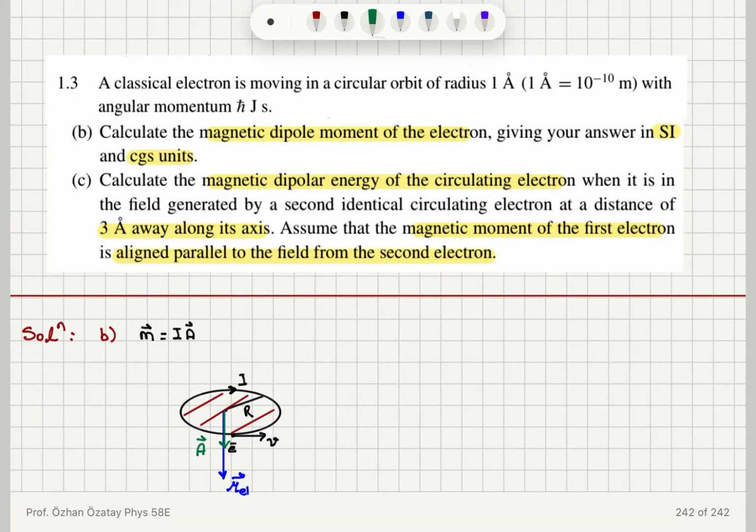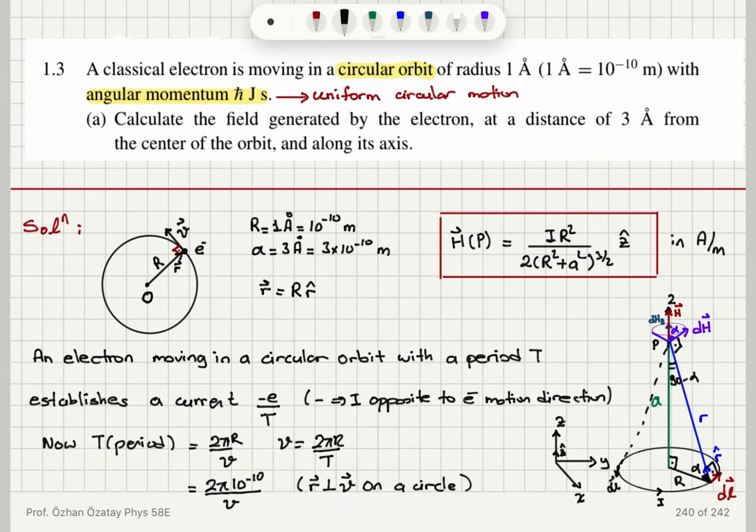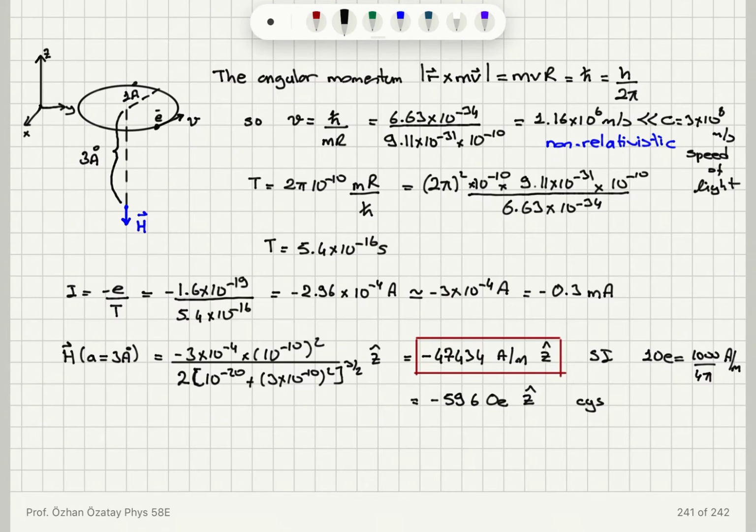If you curl your fingers in the direction of the current, the thumb points in the direction of the area. So magnetic dipole moment is current times area. If this is the z-axis, then it will be in the minus z hat direction. So we can calculate the magnetic dipole moment of the electron as minus, because we have calculated already the current that is due to this circulating electron in part A. The current that we found was minus 3 times 10 to minus 4 amps.